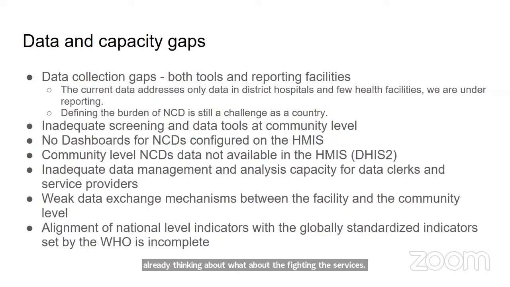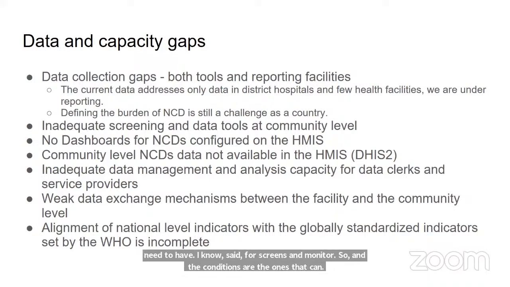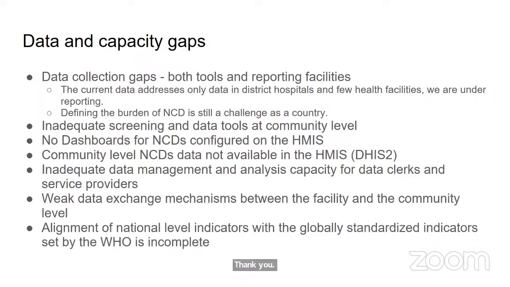Pertaining to inadequate screening and data tools at community level, we use the word inadequate because currently we're only screening for hypertension and diabetes within the NCD program. I know cervical cancer is being screened and monitored through the reproductive health department. For the other conditions, we would like to have a very robust screening program from the government. For now, we have managed to train over 9,000 health surveillance assistants, and they are able to do the screening within the communities. However, they are using rapid diagnostic screening tools that haven't yet been linked to the DHIS2.